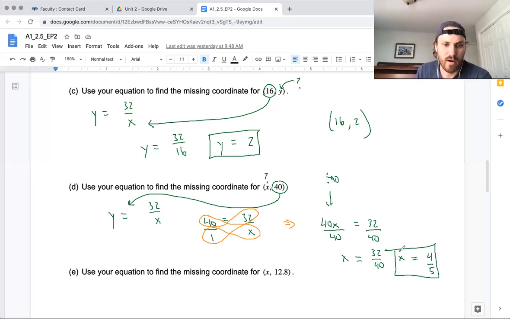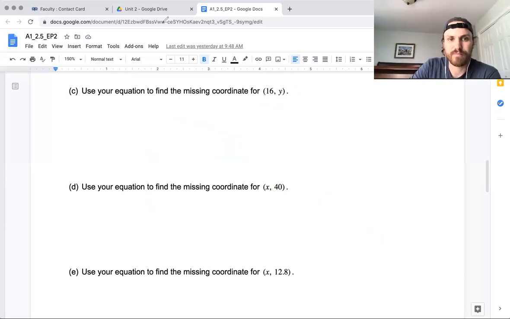Now I'm going to let you do part E because it's very similar to part D. Basically, once we have the equation, we can just plug in whichever value they give us. Remember, it's always x comma y, and then we can find the other one.